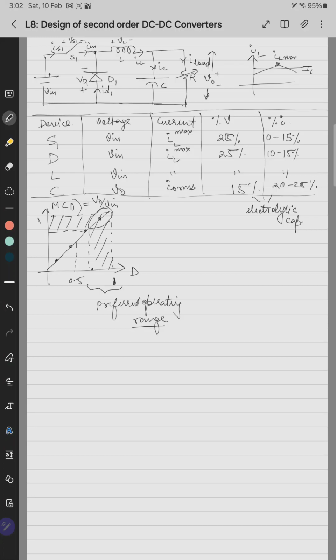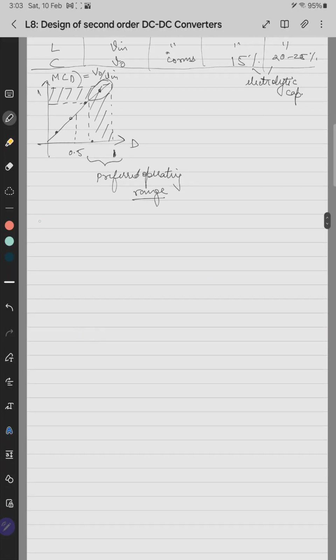So this was the operation of the DC-DC buck converter. So instead of calling this section design of second order DC-DC converters or design of buck and boost converters, I will call this section designing of continuous operation of basic second order DC-DC converters. So we are done with the first type of converter. Now we'll see the boost converter.